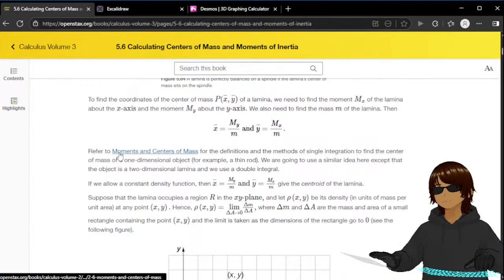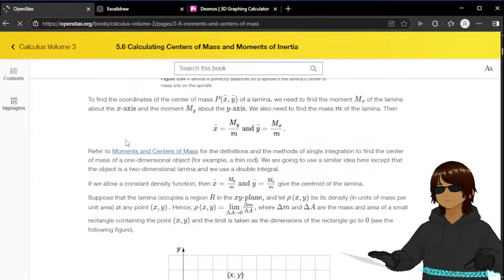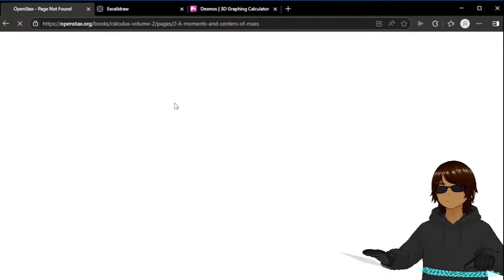Wait, should I read this chapter as well? I'll just revise this chapter and then I will go back.